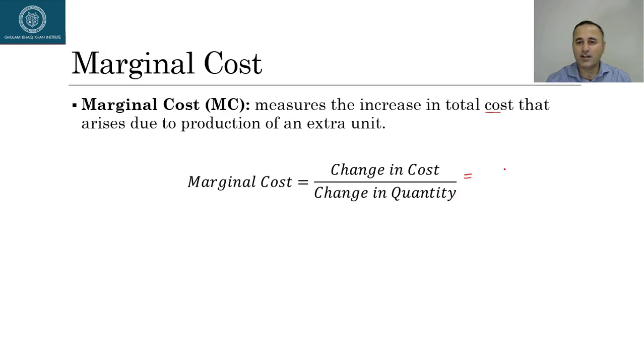So the change in cost in my example was $2, and the change in quantity was one. So it's $2. Marginal cost is the measure which tells you how much it costs a company to produce an extra unit.